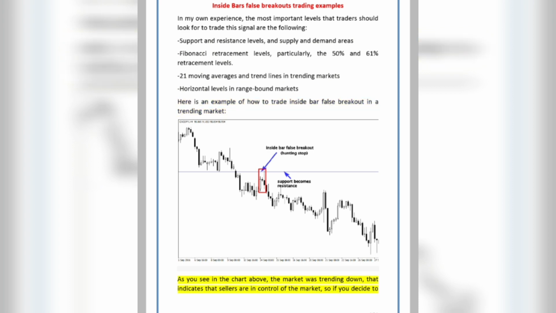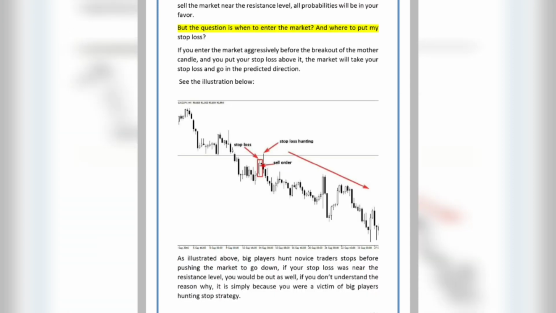As you see in the chart above, the market was trending down. That indicates that sellers are in control of the market, so if you decide to sell the market near the resistance level, all probabilities will be in your favor. But the question is when to enter the market, and where to put my stop loss.